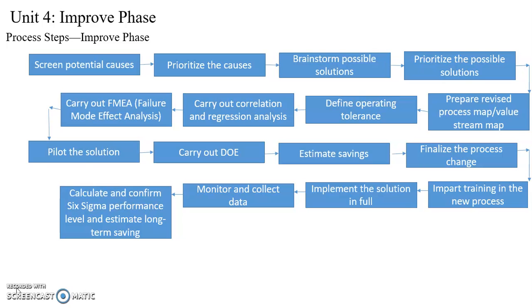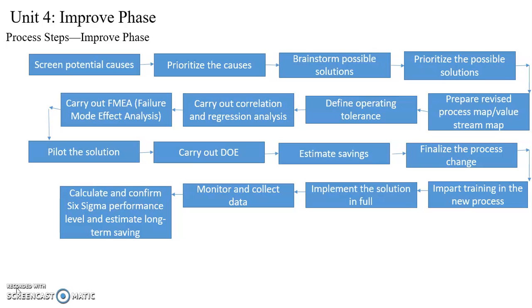And the next step is to define operating tolerance. Here, the variation in the performance of the process is always measured from the customer specified tolerance. The proposed solution, when implemented, must not only meet the customer specified tolerance but also exceed the requirement. The purpose of defining the improved tolerance is to measure whether the proposed solution meets the required tolerance level or not. Here you will check whether the solution is meeting the customer requirement or not.